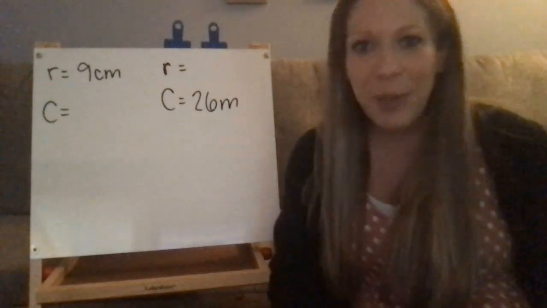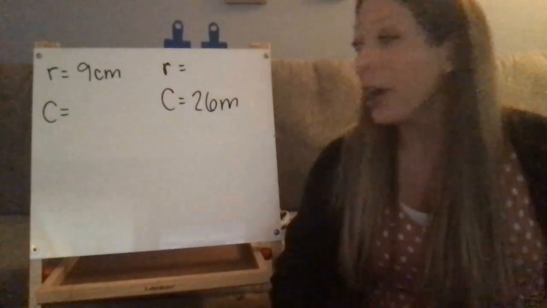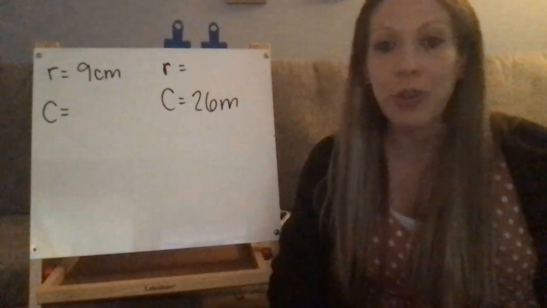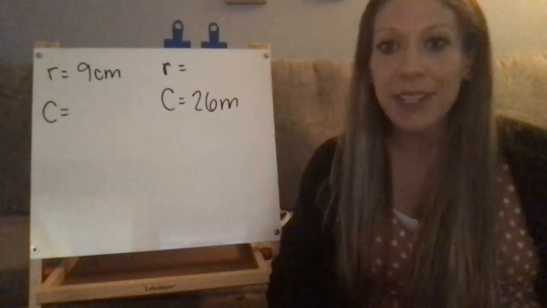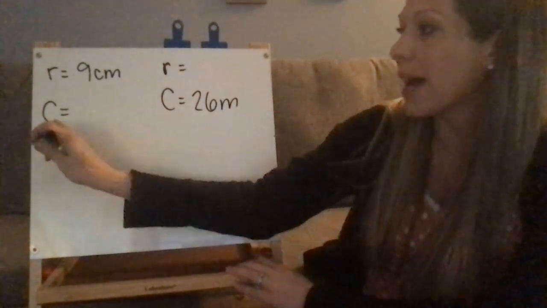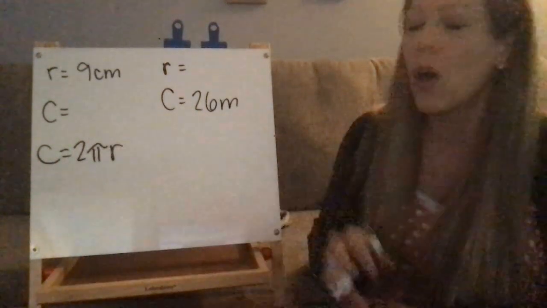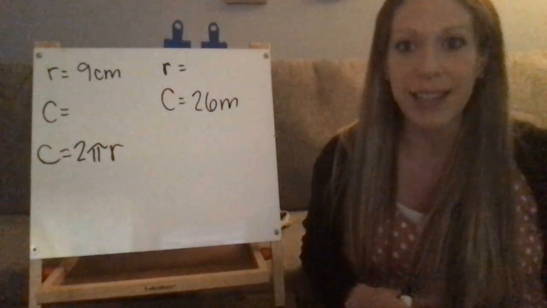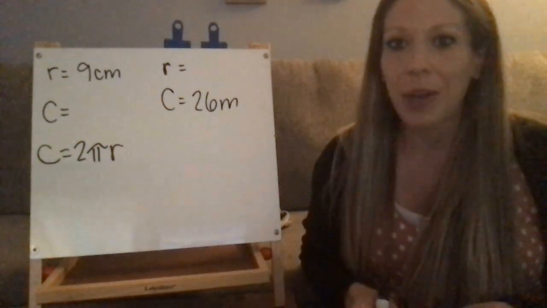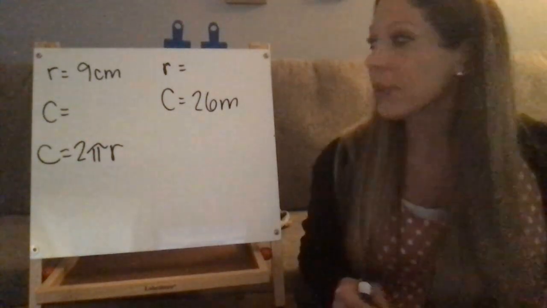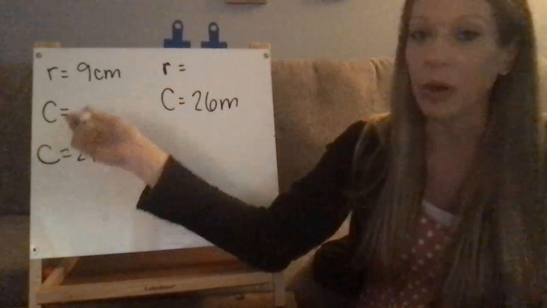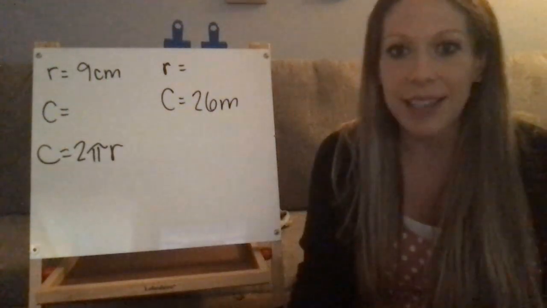All right, let's talk all about circles. Part of this lesson will be review. You should already know that the circumference of a circle is 2 pi r, 2 times pi times the radius, or in other words, pi times the diameter. So that first example on your notes, we're finding the circumference of a circle where the radius is 9 centimeters.